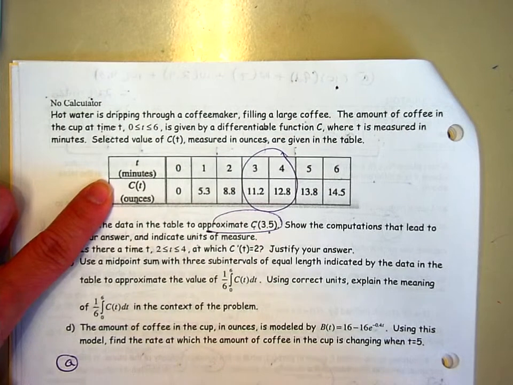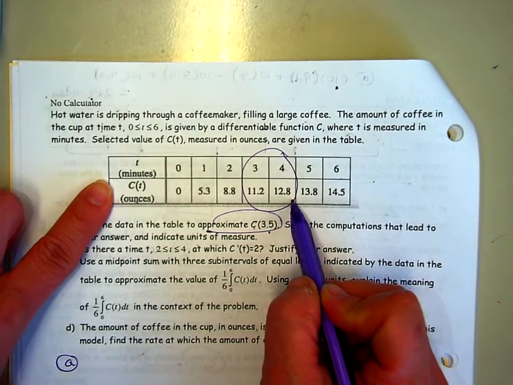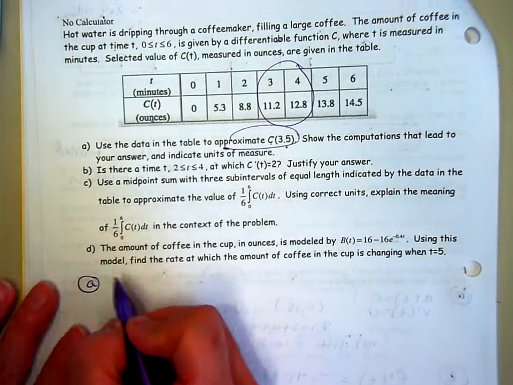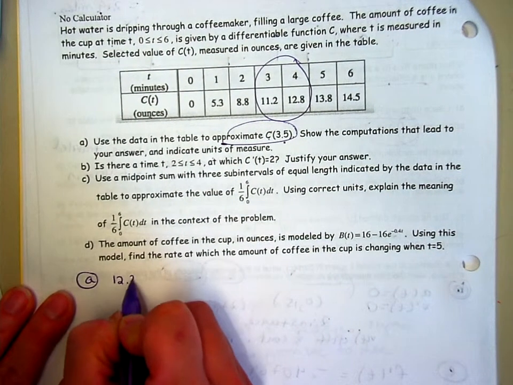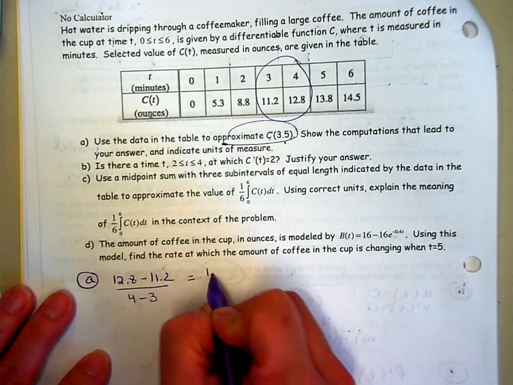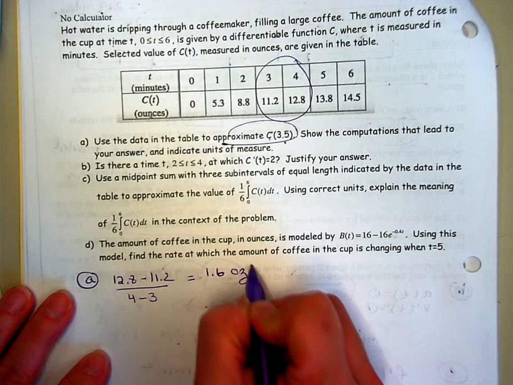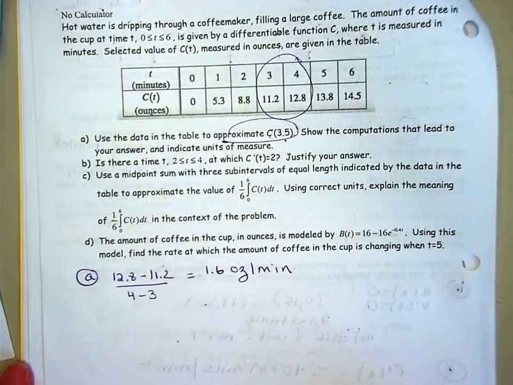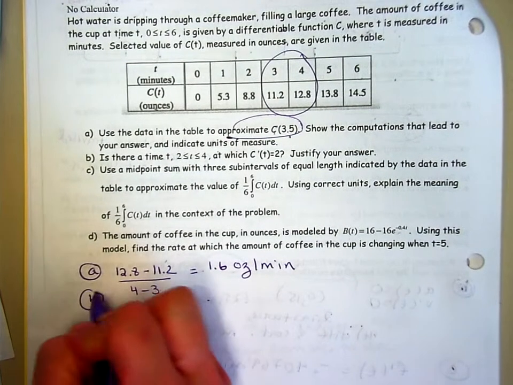I want the slope, which is C prime, and I want to use the 2 points that are closest. And it says show your work. So 12.8 minus 11.2 over 4 minus 3. I get 1.6. Use correct units. That's it.